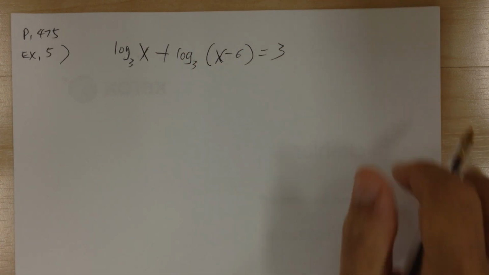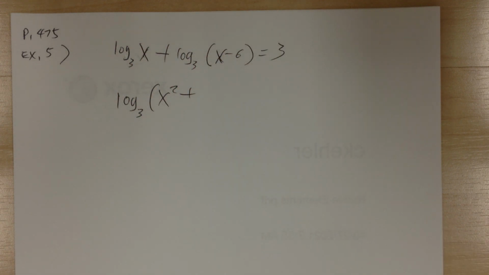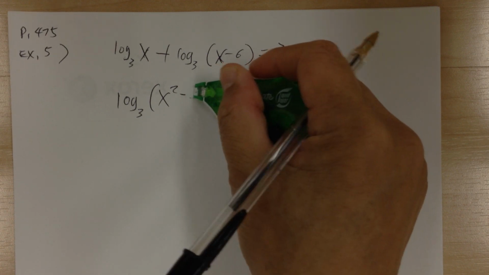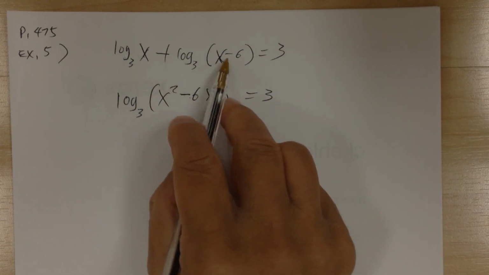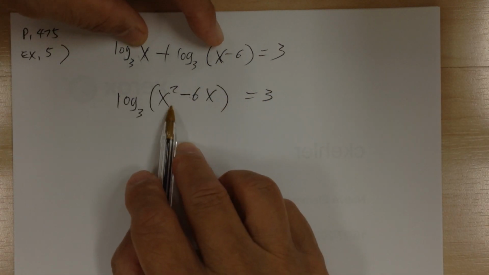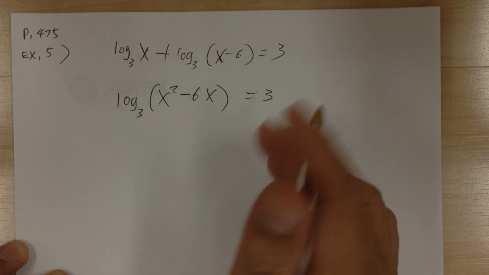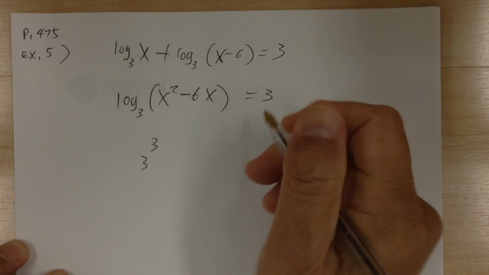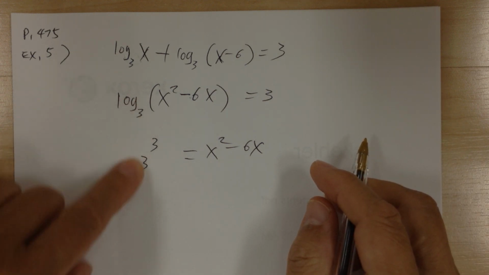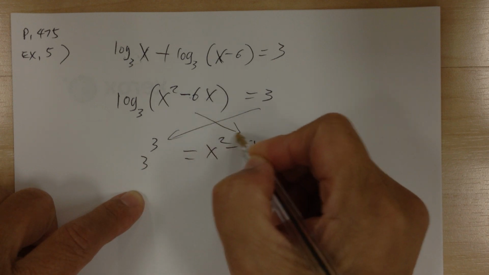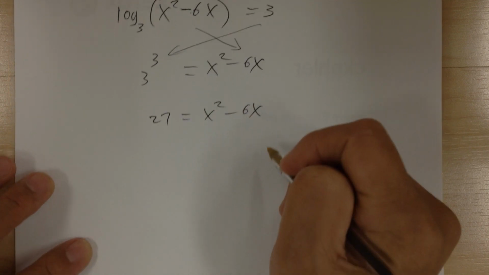Okay, so this becomes log base 3 of x squared minus 6x equal to 3, right? Because you have to multiply the inside, so this will give you x squared minus 6x. So once you get a single log, then you're going to change the form. So you're going to get 3 to the 3 equal to x squared minus 6x. Right? Base stays same, the base does not move, and you just crisscross the numbers. Then you work it out, so you got 27 equal to x squared minus 6x. Going to move this over.